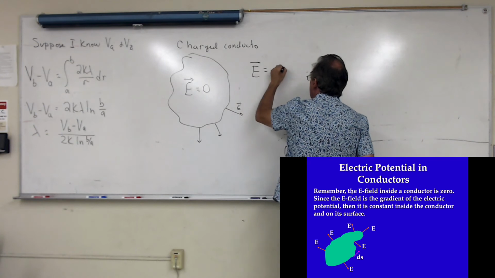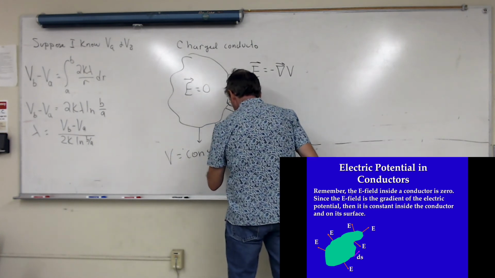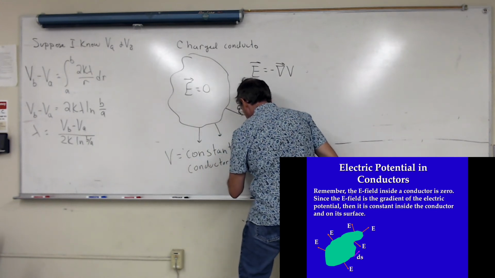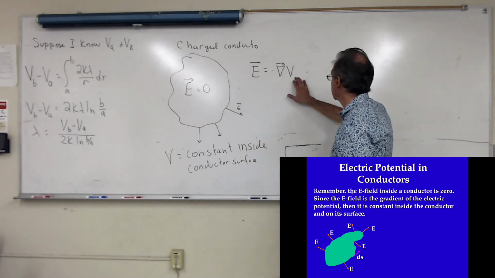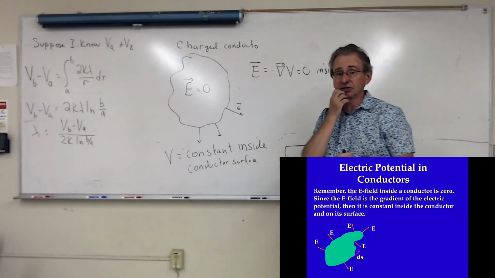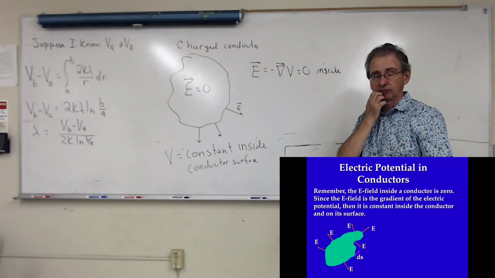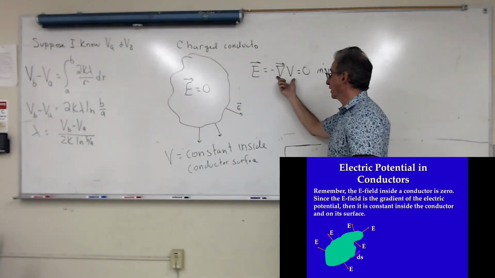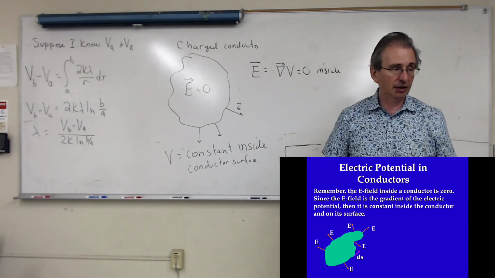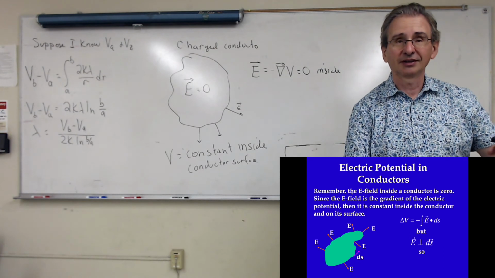and E is minus the gradient of V, that means then that V equals a constant inside the conductor and on its surface. If E equals zero, this gradient is zero. It doesn't necessarily mean V is zero, it just means that V doesn't change. If you don't have a gradient, that means V doesn't change. It doesn't vary. So inside a conductor, the electric potential is a constant, and the surface of a conductor is an equipotential.